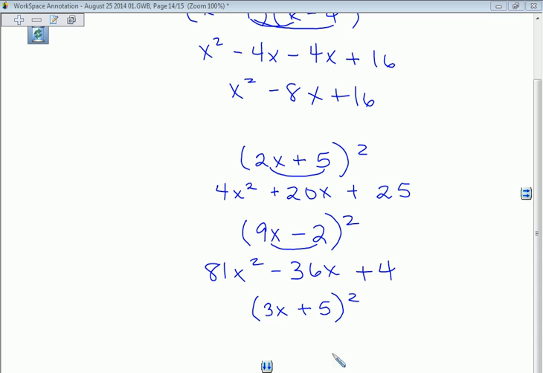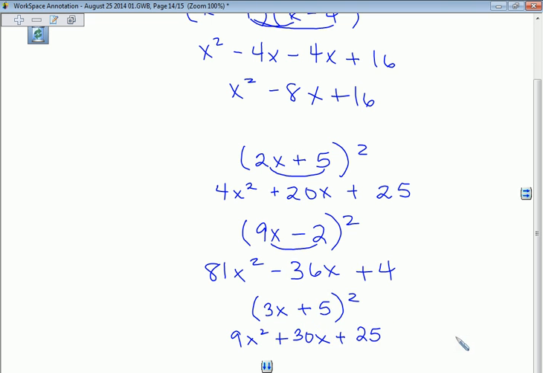Okay? So because of the pattern we just showed, we would square the first one, double the product, and square the last one. So we get 9x squared, double 15x, and it's positive. So it's positive 30x, and square the last one.